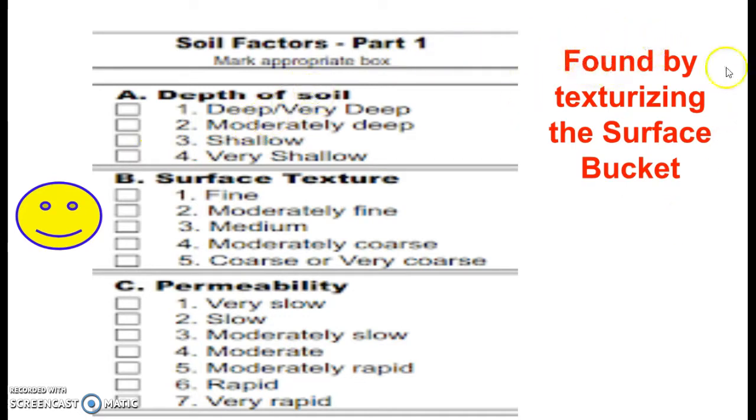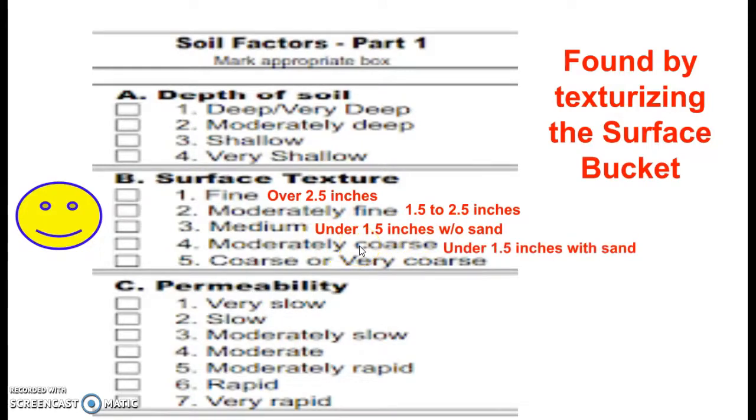So you're going to be given a bucket, and this bucket is going to be called the surface texture, surface soil. And in the bucket, you're going to be trying to identify if it's fine, moderately fine, medium, or moderately coarse. To be fine, the ribbon has to be over 2.5 inches. Moderately fine is 1.5 to 2.5 inches. Medium is under 1.5 inches without sand. Moderately coarse will be under 1.5 inches with sand. And coarse to very coarse will not really make a ball or ribbon at all.